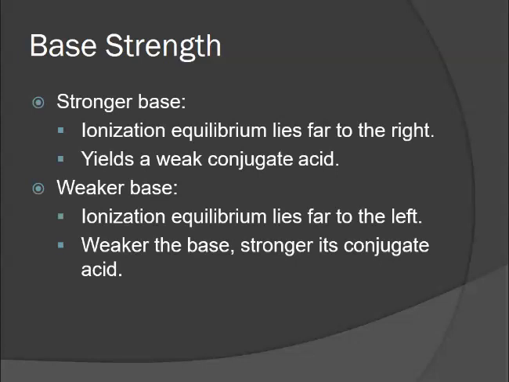And you're going to see, hey, wait a minute, this looks exactly like the slide we saw before, only the word acid has been replaced with base. And yes, it's absolutely the same slide, just switched around. So the stronger the base, the more the ionization equilibrium lies to the right. The strong base is going to yield a weak conjugate acid. The weaker your base is, the more the ionization equilibrium lies to the left. And the weaker the base, the stronger its conjugate acid.